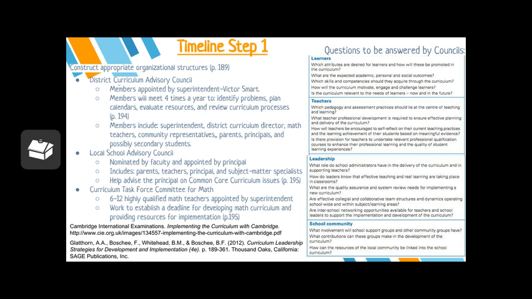The next is a Curriculum Task Force Committee for Math. This is 6 to 12 highly qualified math teachers appointed by the superintendent. They work to establish a deadline for developing math curriculum and providing resources for implementation. To the right, you will see that there are a few questions that need to be answered by all of these councils. These questions center around the learners, teachers, leadership, and school community.